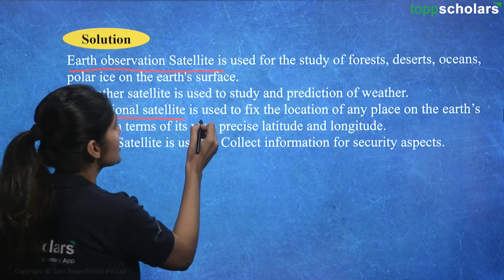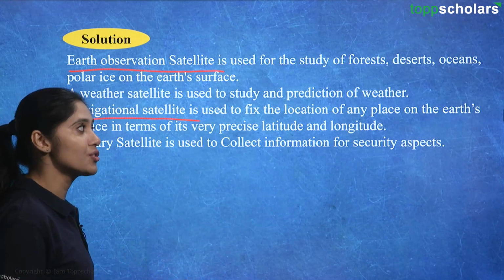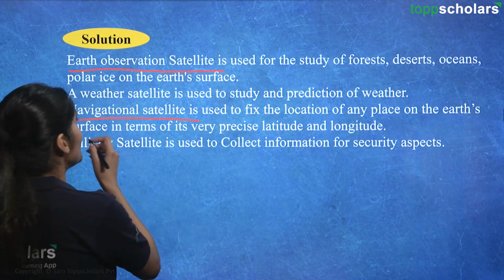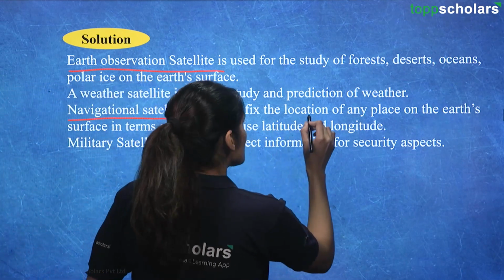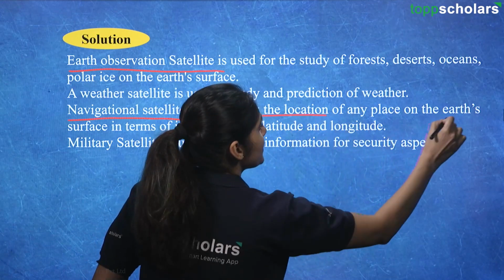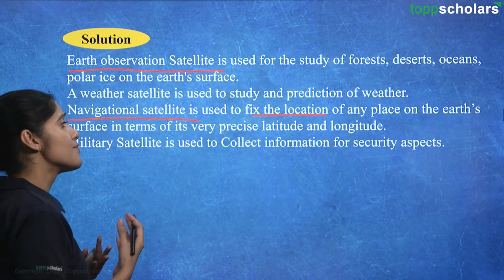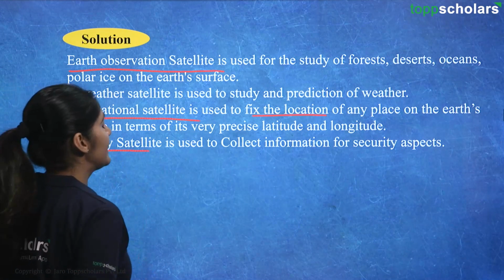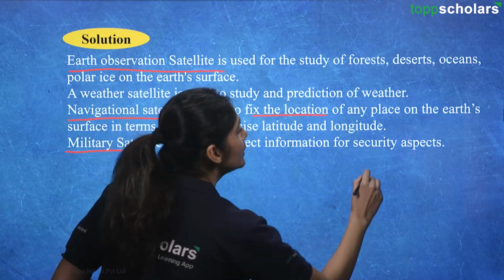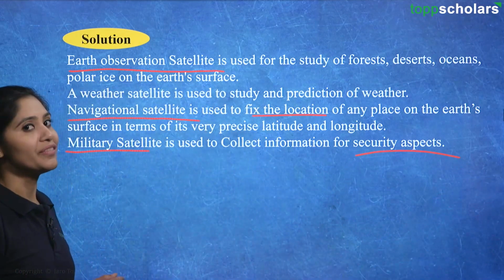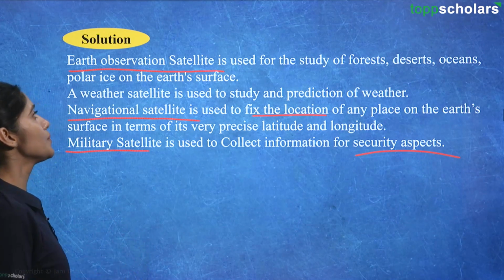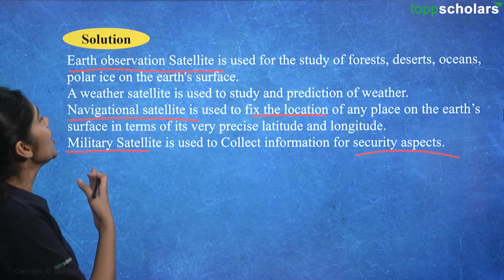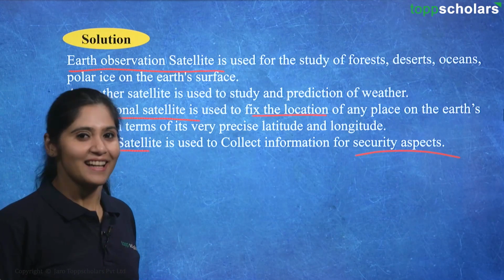Navigation satellite is used to fix the location of any place on Earth and then find the route to travel there. So, a navigational satellite is used to fix the location at any place on Earth's surface in terms of its very precise latitude and longitude. Then, military satellite is used to collect information for security aspects. So, we were right all along that Earth observation satellite is used for the study of forest, desert, oceans, polar ice on the Earth's surface. I hope it helps.